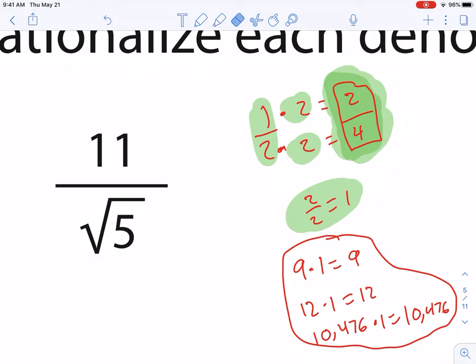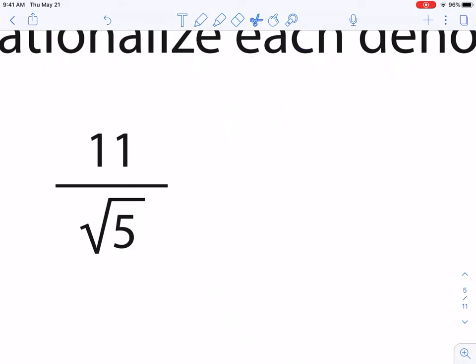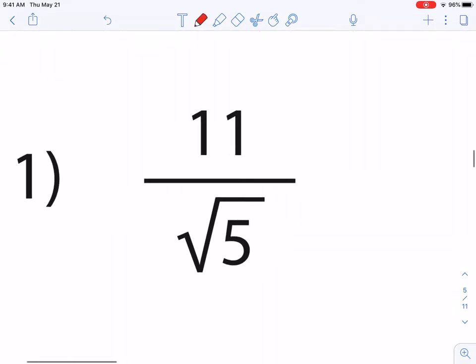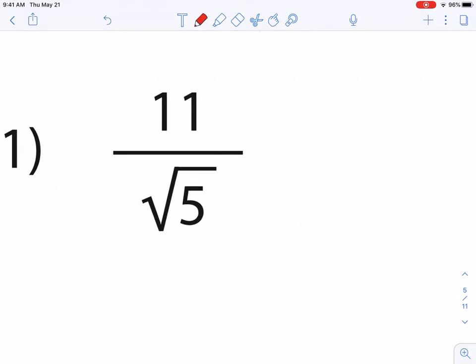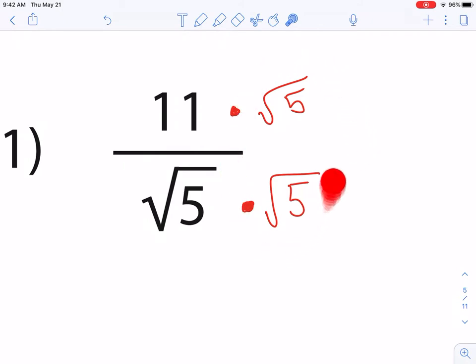So all that to say, when we are rationalizing the denominator, we're keeping the value of the fraction. We're just changing its form. So what we're going to do is multiply by the same value that's in the denominator, or rather the same number in the radical. So by radical 5. Now remember, if I multiply the same thing to the top and the bottom, I'm really just changing it by 1. I'm just changing its factor.